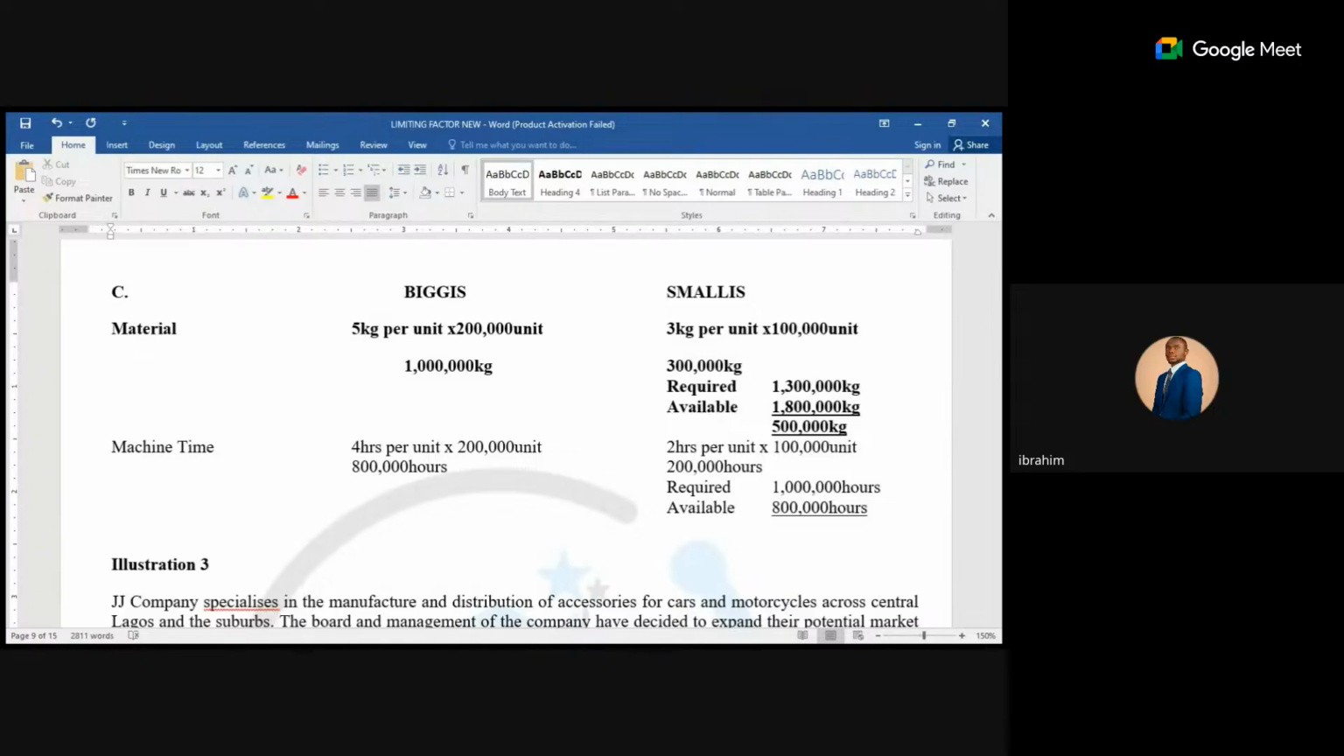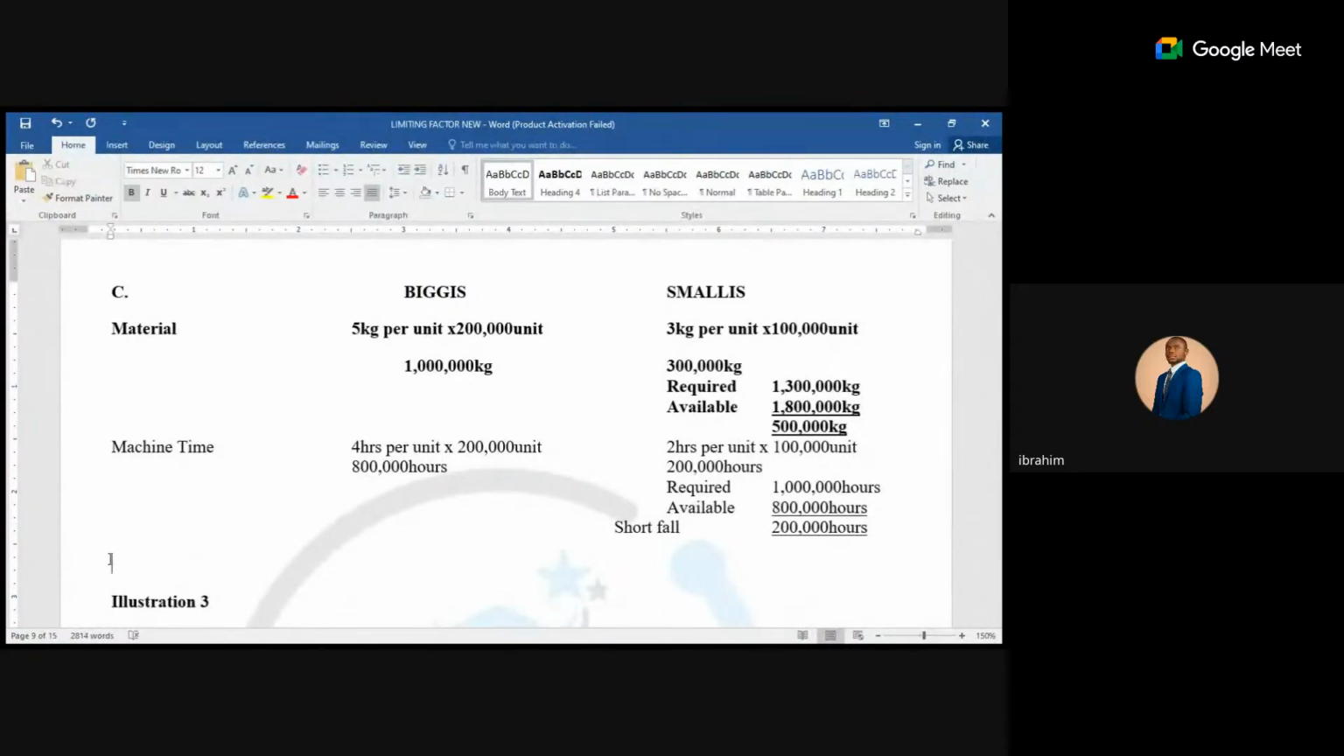Meaning that we don't have enough capacity to produce that 200 units and 100 units of biggies and smallies. We need to ration it. We need to allocate based on what we have. So the difference is 200 short. Under the theory of linear programming, it is called slack. We will get there.